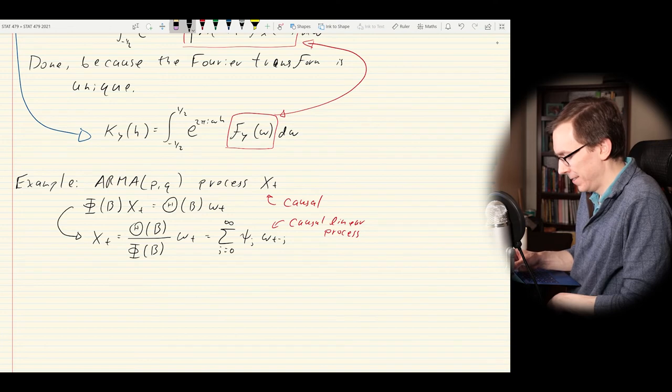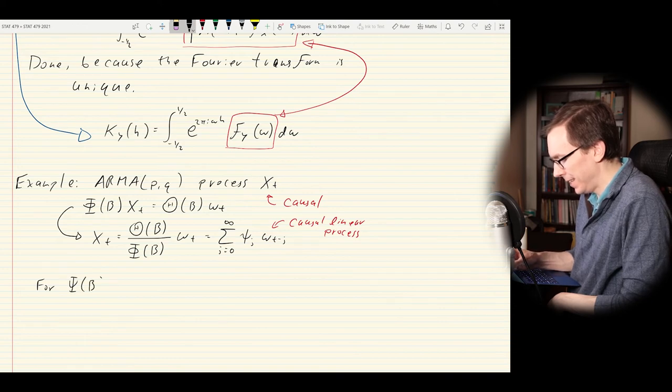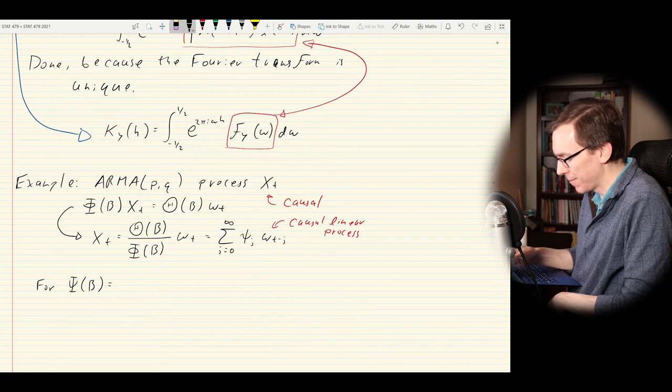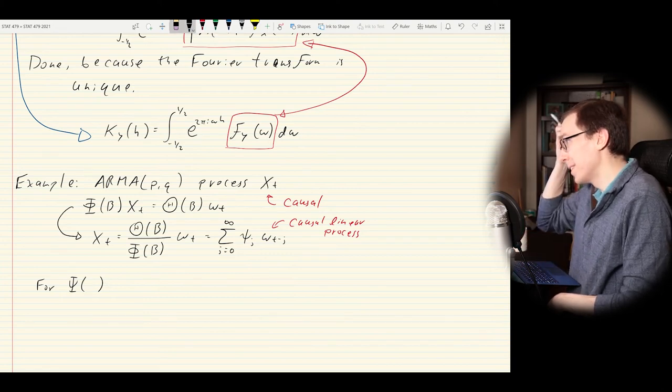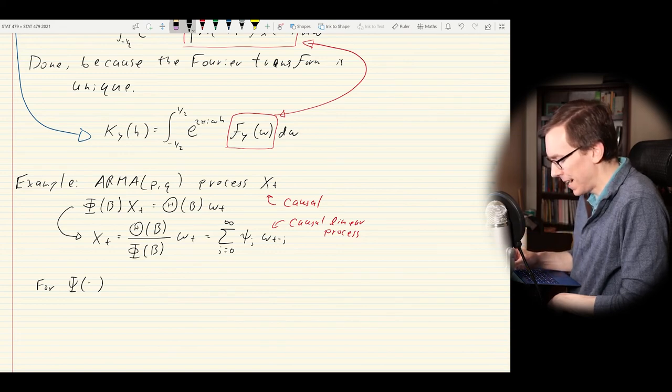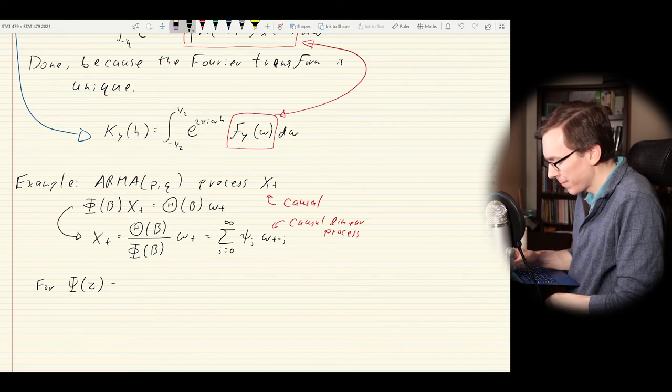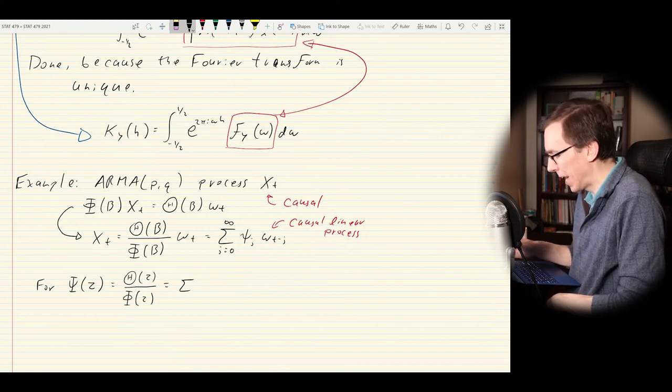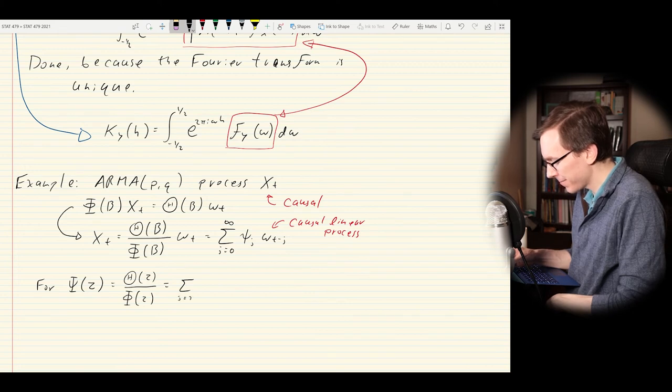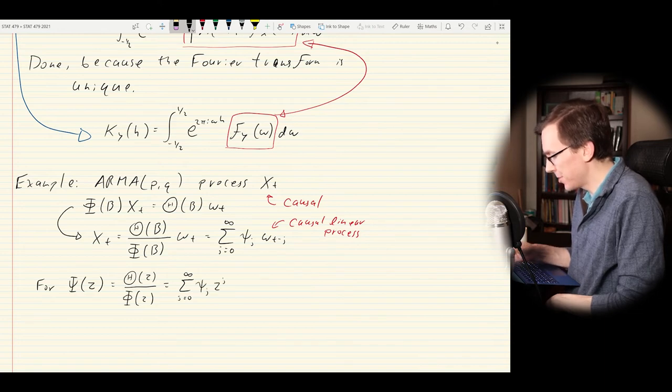All right, so let's see if we can do this, capital psi of B equal to the ratio, or sorry, I don't want B, I want z, the complex number. So if I consider capital psi of z, where z is a complex number, and that's going to be the ratio of my two polynomials evaluated at z, then what do I get? Well, really just the same thing I had above, but now I'm replacing the white noise pieces with z to the j. So j from 0 to infinity of psi_j z to the j.